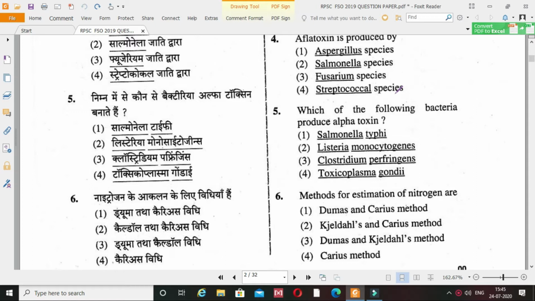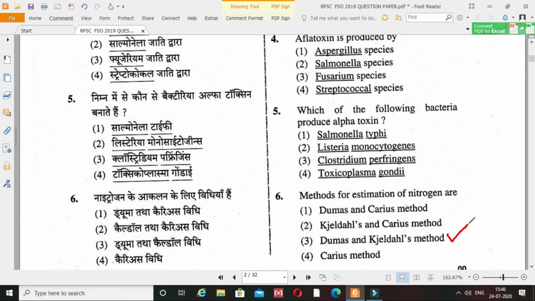Methods for estimation of nitrogen are: 1. Dumas and Carrier's method, 2. Kjeldahl's and Carrier's method, 3. Dumas and Kjeldahl's method, 4. Carrier's method. Yesterday I mistakenly typed it as B, Kjeldahl's and Carrier's method. Actually the answer is 3. Dumas and Kjeldahl's method is the right answer.